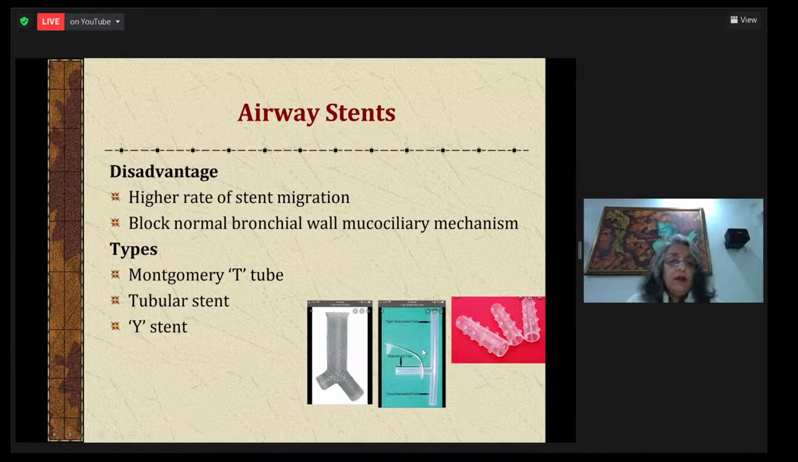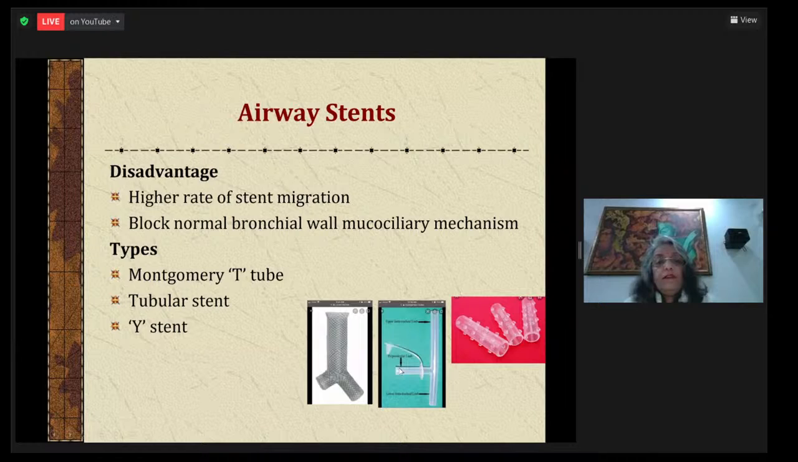The common silicone stents may be the Montgomery tube, the tubular stent, or the wire stent, which can be used for the trachea and dilatation of the tracheobronchial tree if the stenosis is a long one extending into the bronchus.